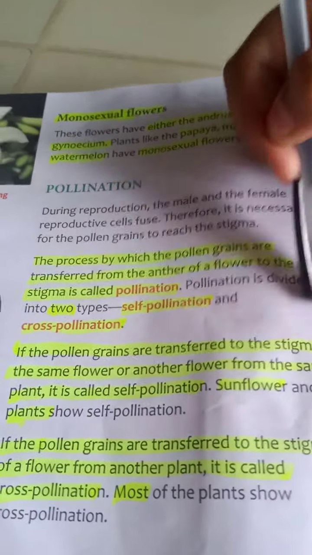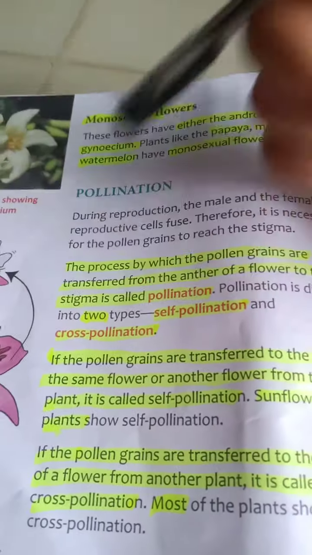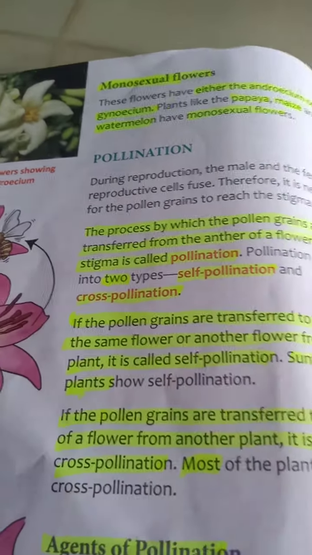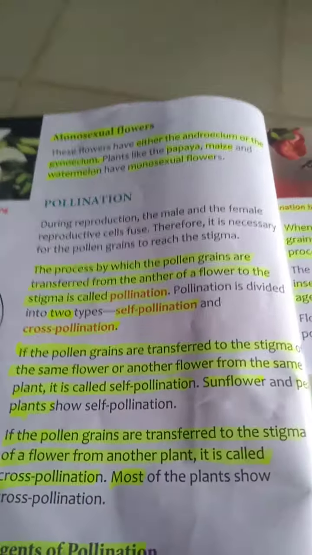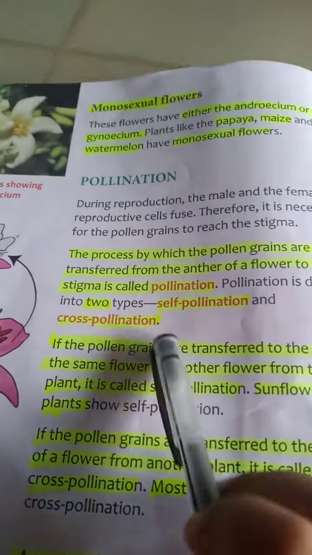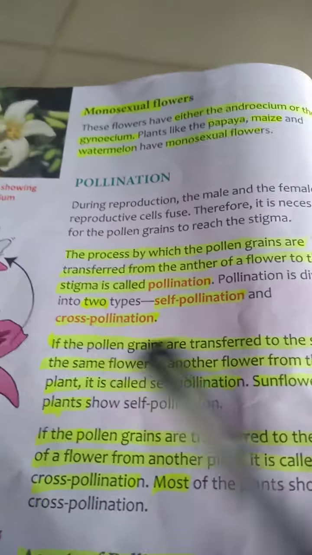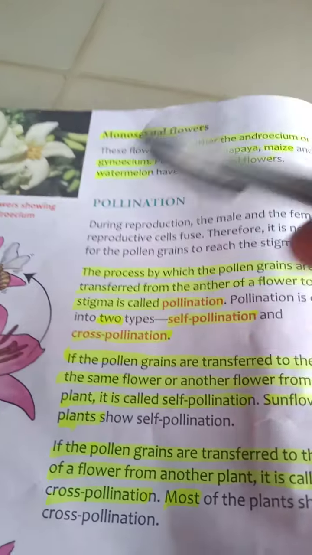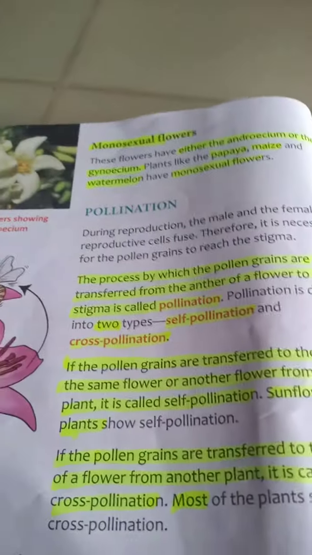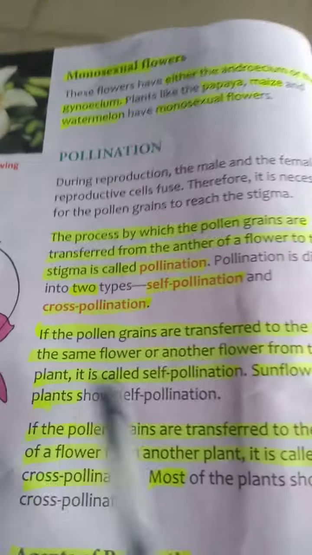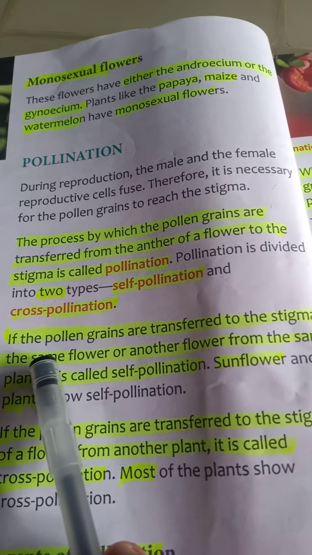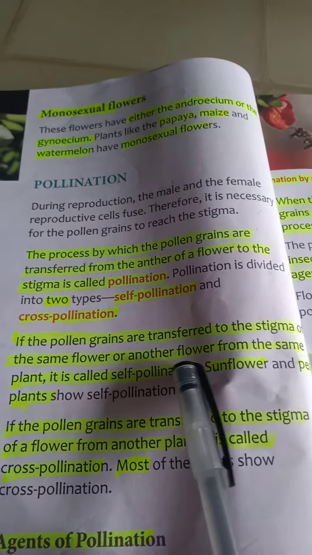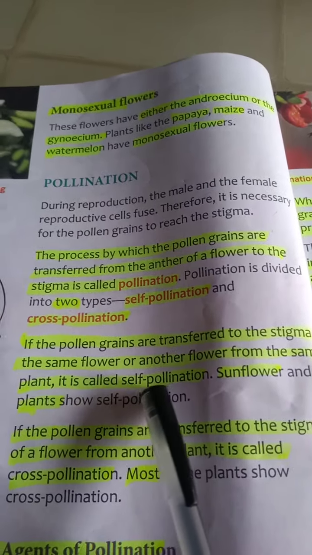Now pollination is also divided into two types. So don't get confused that pollination is divided into two parts, bisexual and monosexual. It is wrong. Pollination is divided into two types, self-pollination and cross-pollination, and the flowers are divided into two parts, bisexual flowers and monosexual flowers. So don't get confused between these two. Now what is self-pollination? If the pollen grains are transferred to the stigma of the same flower or another flower from the same plant, it is called self-pollination.